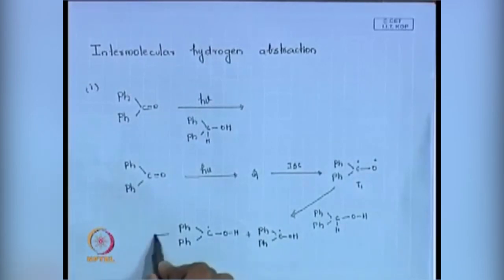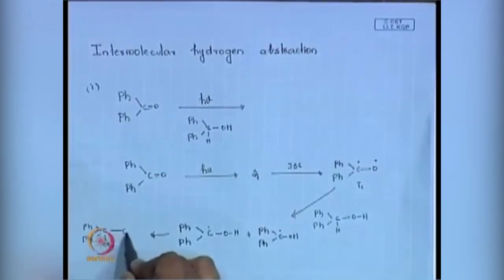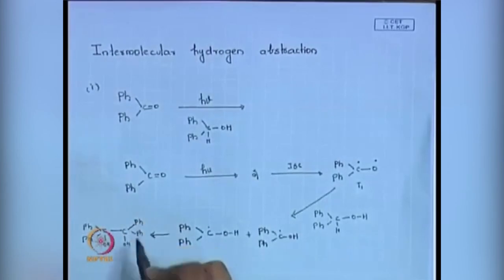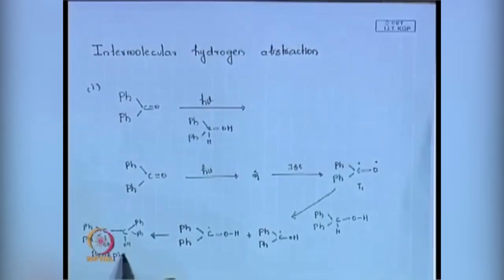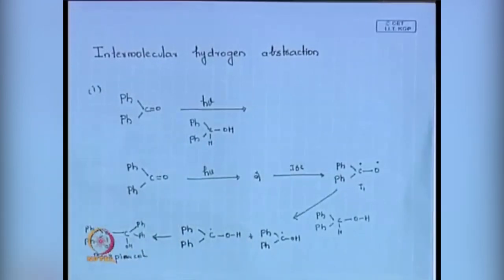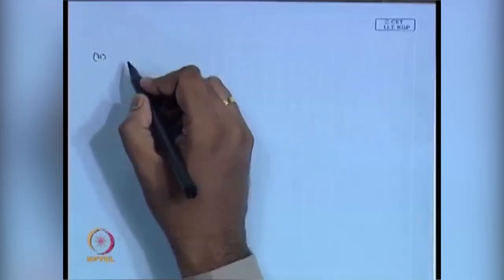Then we said that these two radicals can recombine to give me what product? Benzpinacol. Yeah, you get nice benzpinacol. This is when I do the photolysis in presence of benzhydrol. If we carry out the same hydrogen abstraction in toluene, then what happens? The formation of the product most of the time depends on your solvent also. You have to consider in what solvent you are doing this reduction.